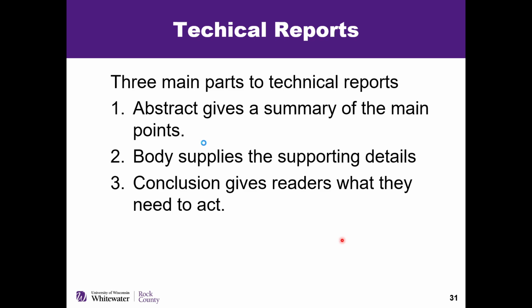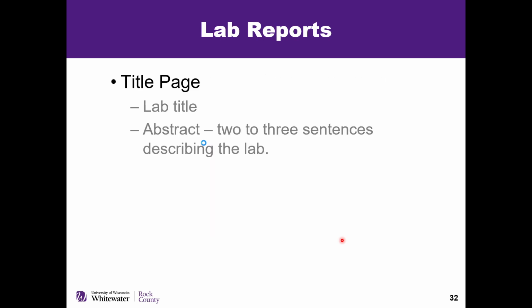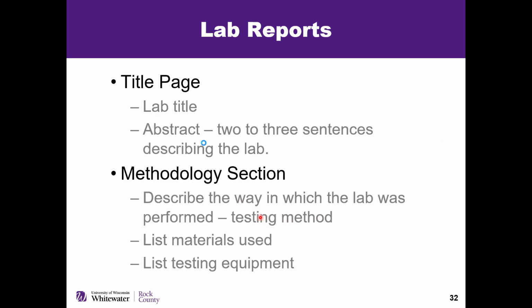So let's just look specifically at lab reports. In a lab report, typically we will have some title page, which will have the title of the lab, and an abstract, which is just a brief description of what the lab is about. Then we have, after that, a section of methodology. And this describes really how the lab was performed, what was used as far as materials and equipment.